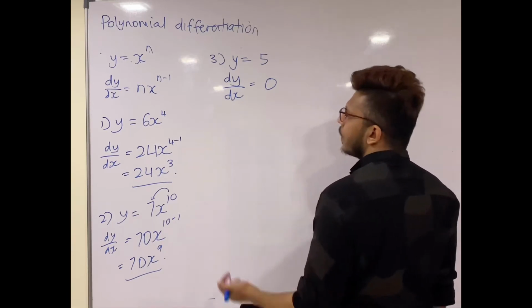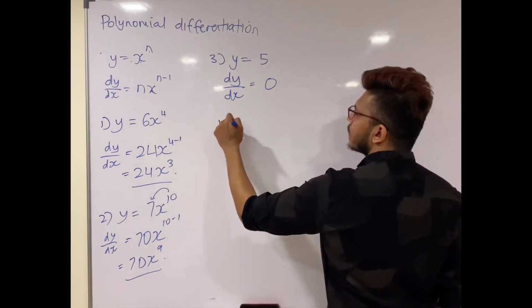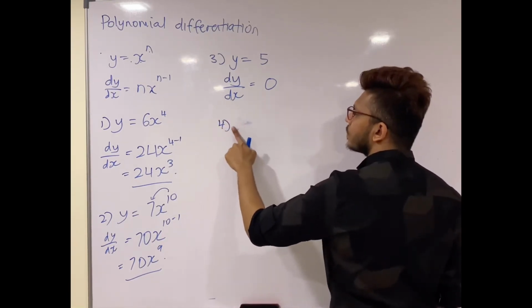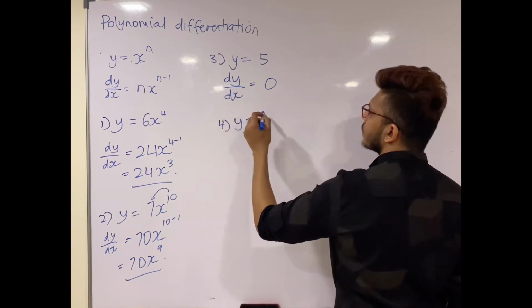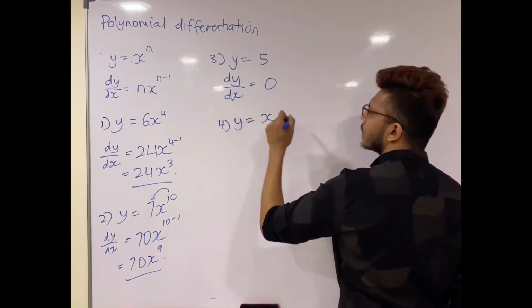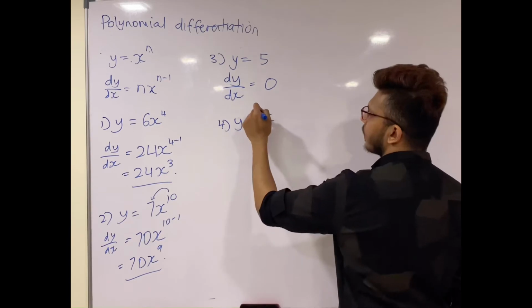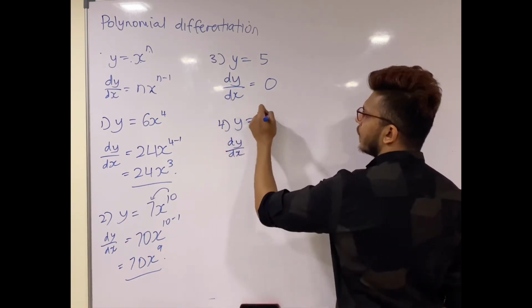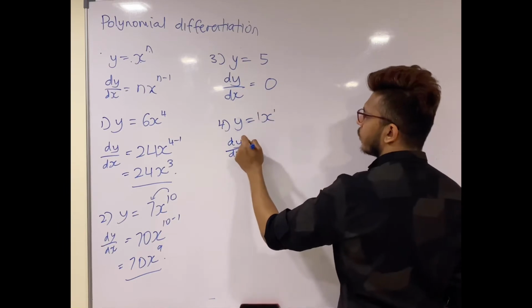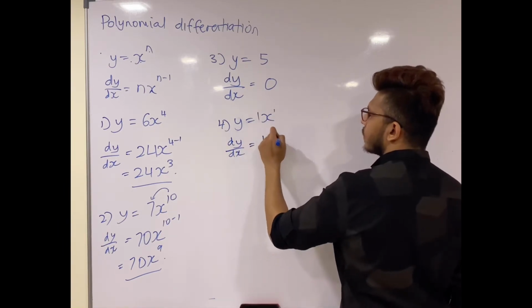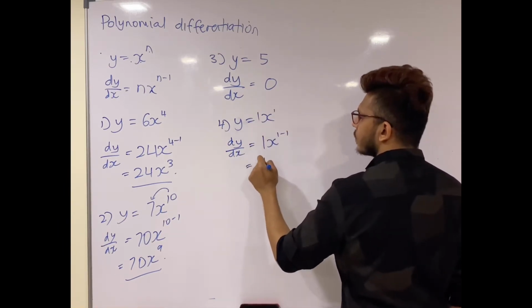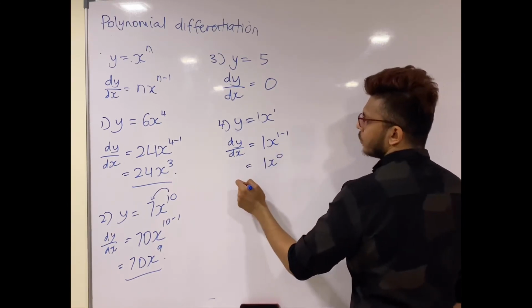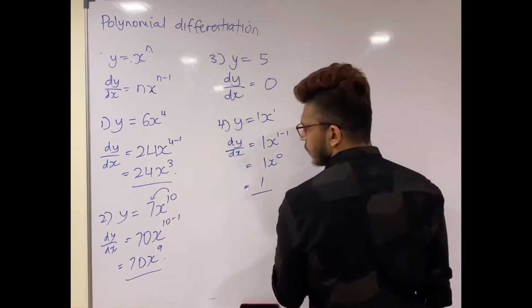Okay? What if it is just x? So x means it's 1, right? So dy dx is going to be, and here the power is also 1. 1 times 1 is going to be 1. X, 1 minus 1. X to the power of 0 is 1. So the final answer is just 1.